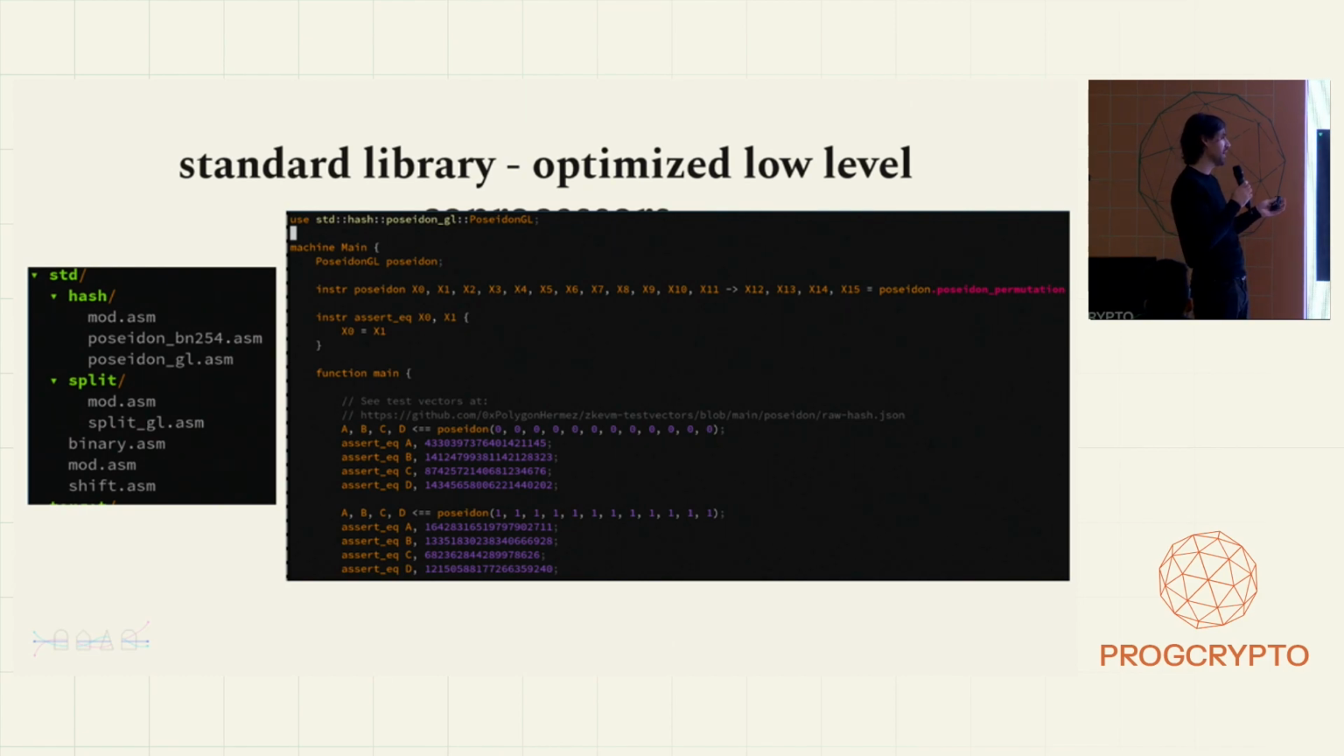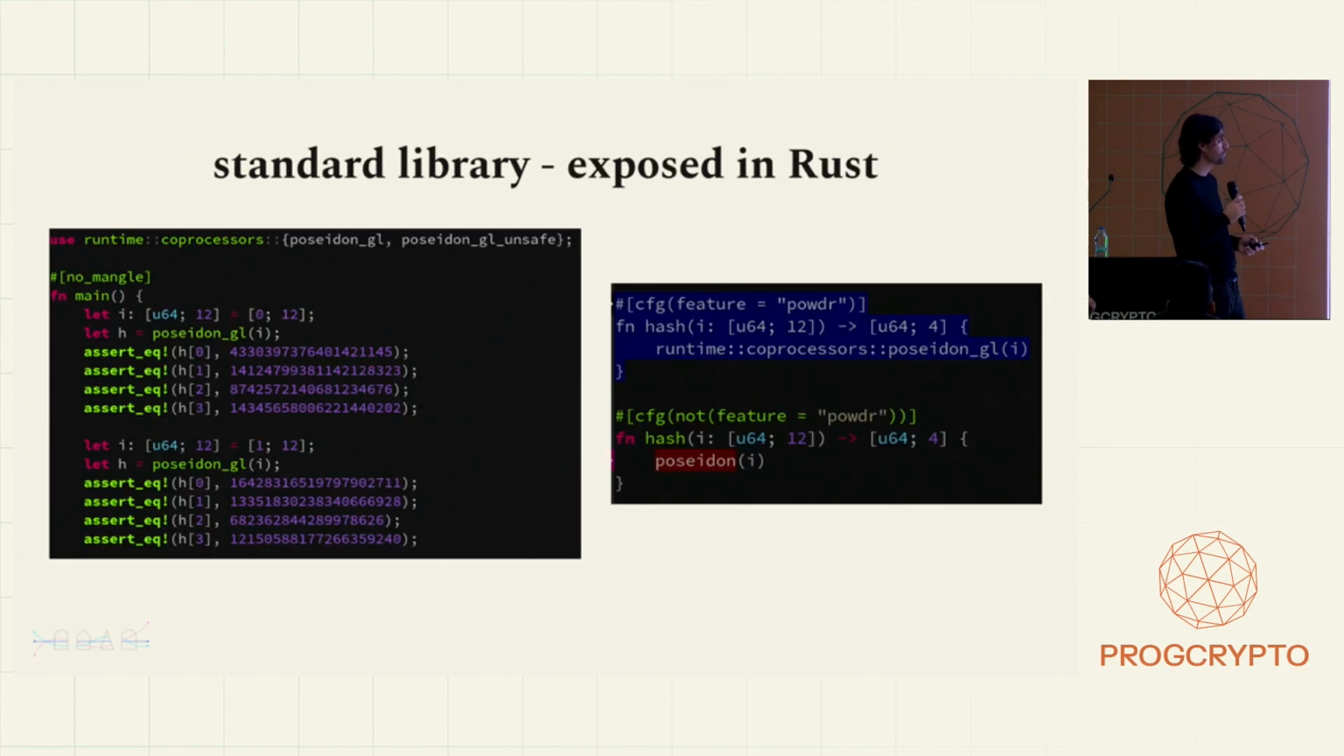So for example, for now we have Poseidon implementations for Goldilocks and BN. It's important to optimize it for each field, and powdr supports multiple fields. And then there's a machine that does optimized shift operations and binary bitwise operations.